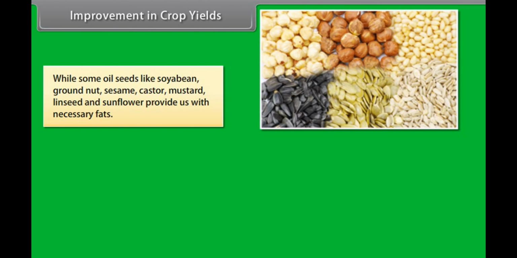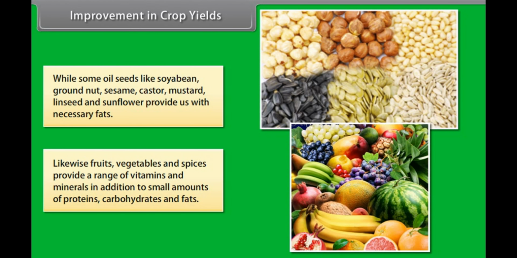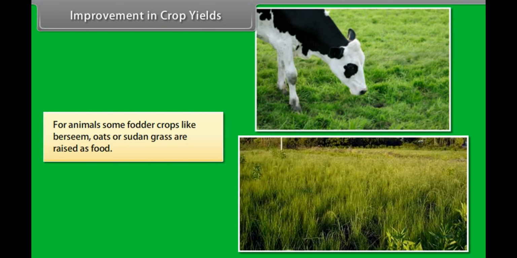While some oilseeds like soybean, groundnut, sesame, castor, mustard, linseed, and sunflower provide us with necessary fats. Likewise, fruits, vegetables, and spices provide a range of vitamins and minerals in addition to small amounts of proteins, carbohydrates, and fats. For animals, some fodder crops like berseem, oats, or Sudan grass are raised as food.